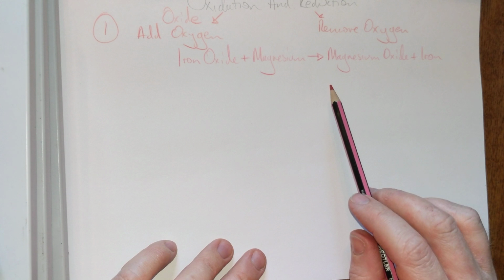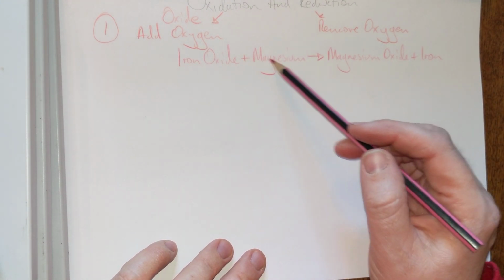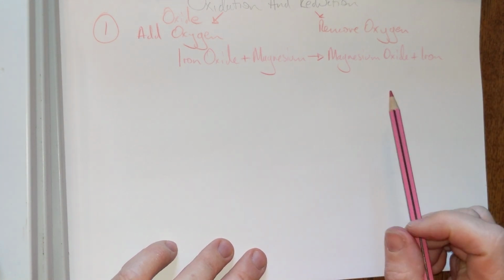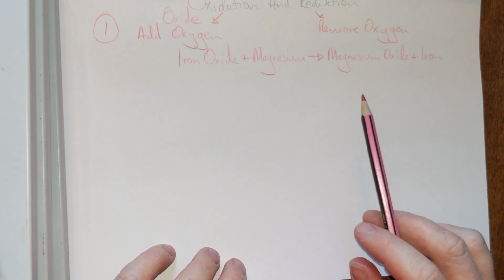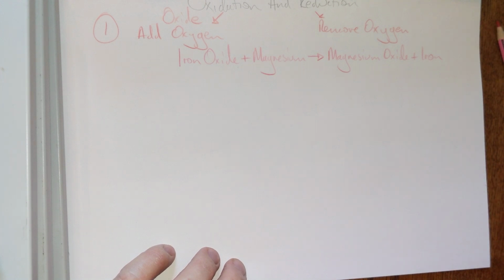This is a displacement reaction as well, because magnesium is more reactive than iron and it's displacing the iron, so we'll get solid iron out of the end of this reaction. In fact, we won't, because this reaction is so hot that actually the iron will come out molten. But we'll get pure iron, I think is probably more to the point.